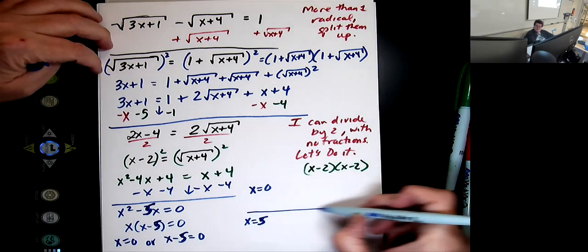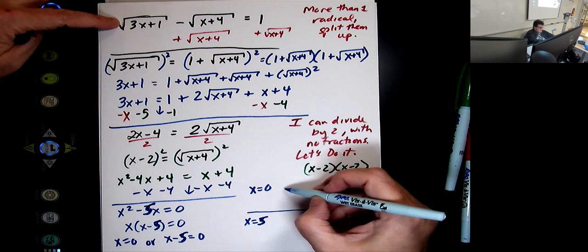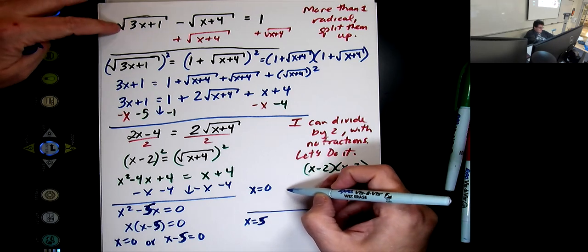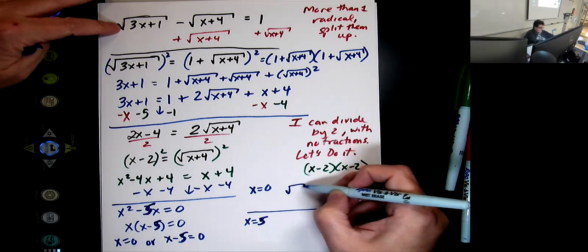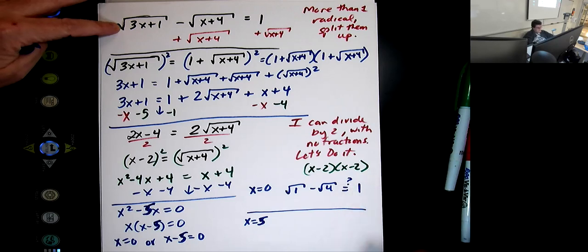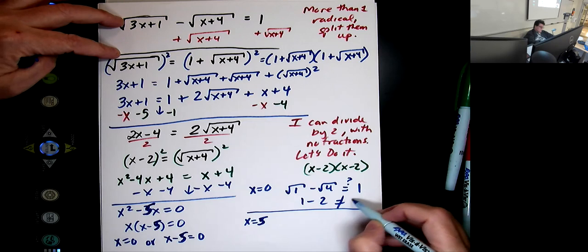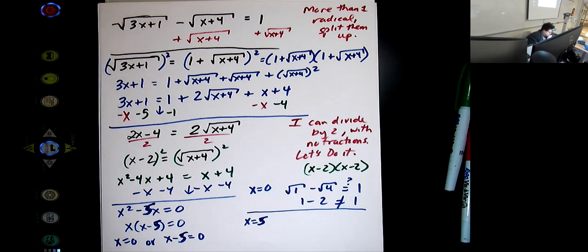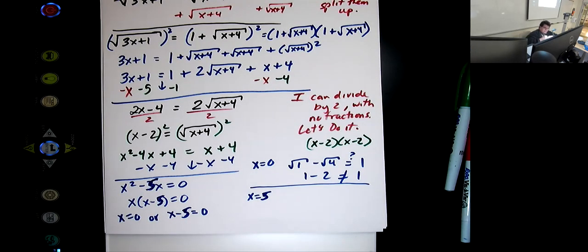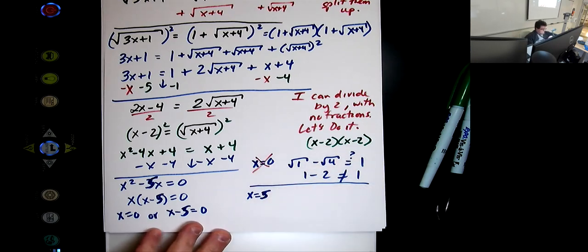So we plug them into that original equation. The 0 one's pretty easy. If I plug in 0, anything with an x goes away. I got square root of 1 minus square root of 4. Does that equal 1? 1 minus 2 does not equal 1. So x equals 0 is not a solution.